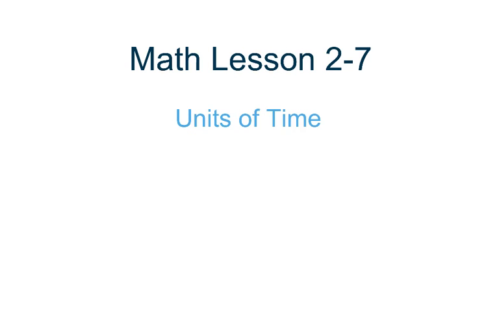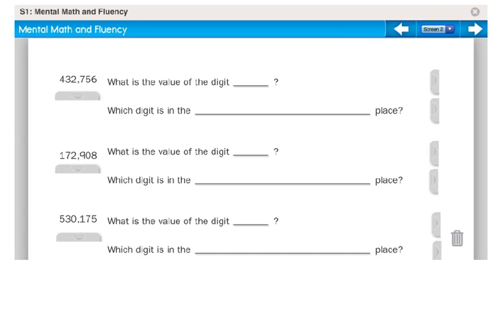In Math Lesson 2.7, we'll be learning about units of time. As always, you will need your whiteboard marker, eraser, and your math journal. Always have those things handy, whether you're meeting with me in a small group or working on your lesson.